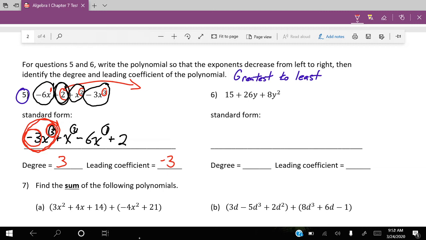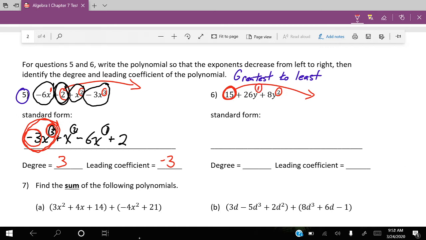All right, let's try number 6 now. 6 should be faster now that we have all of our ideas out of the way. So let's go ahead and identify the values of the exponent. Okay, so number 6, 15 plus 26y plus 8y squared. Well, 15, again, we've talked about how it doesn't have an exponent, so it goes to the back. Great, it's going to be dead last. 26y is actually 26y to the first, and 8y squared has an exponent of 2. So again, let's talk about which one has the greatest exponent.